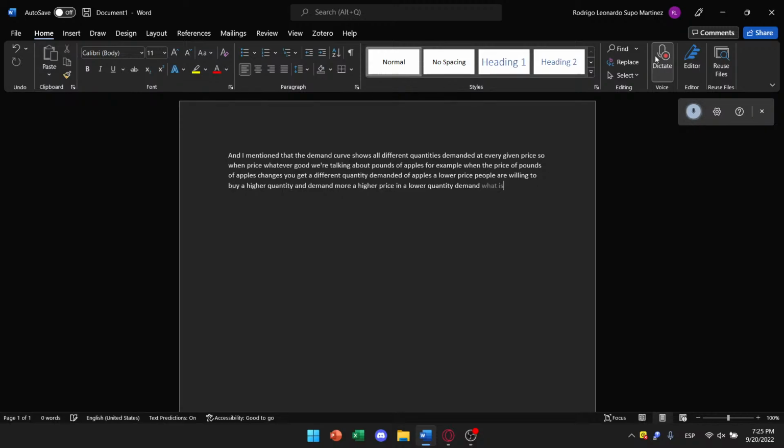But it's also true that there are things other than price that will cause the amount that someone wants to buy to change. There are 6 of these other things. We call them the determinants of demand. I gave you 5 last week. I'm going to give you the 6th and final determinant of demand today.